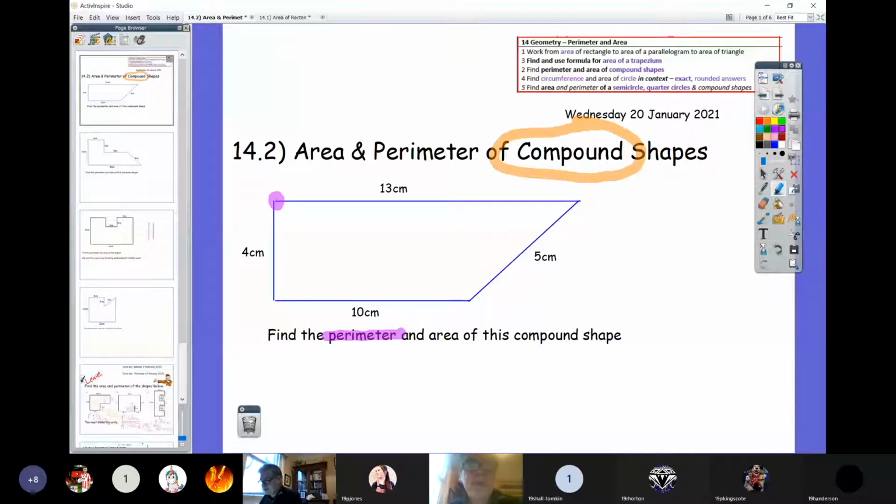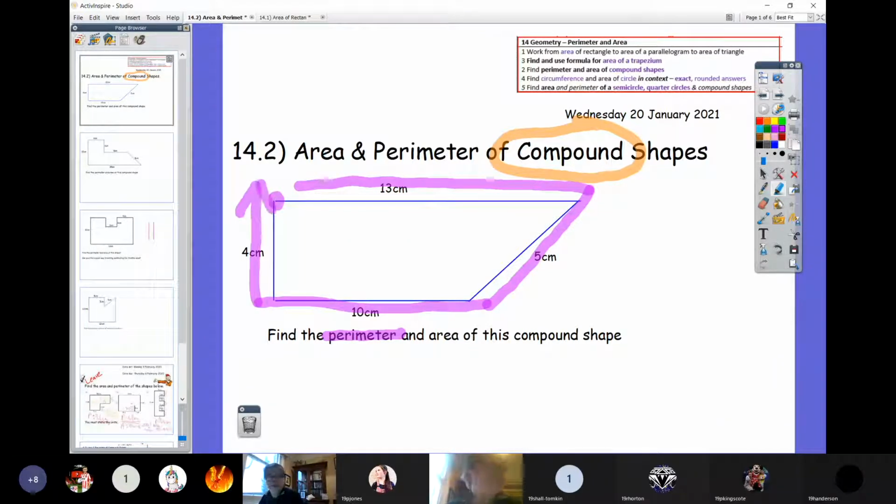To work out the perimeter, you would do 13, add 5, add 10, and add 4 back to the beginning. So the perimeter is easy. Just run around the outside of the shape, adding up all the various bits and pieces. Now, what about working out the area of this shape?